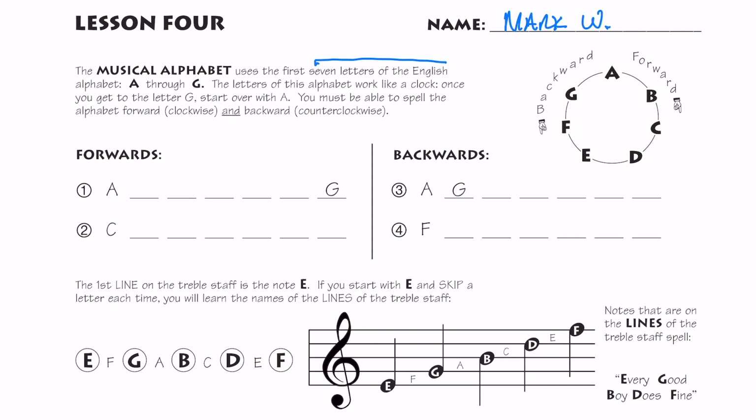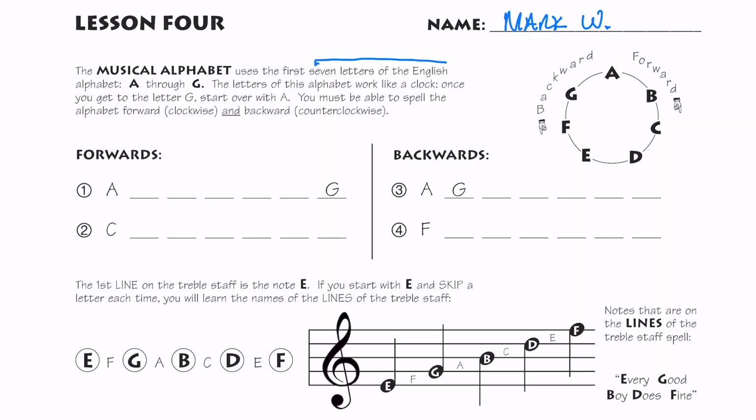A, B, C, D, E, F, G. All right, hopefully you know your alphabet. So I can go forwards in the musical alphabet if I'm going up a scale, or I have to go backwards in the musical alphabet if I'm going down the scale. Let's do the easy thing first. Forwards: A, B, C, D, E, F, G.